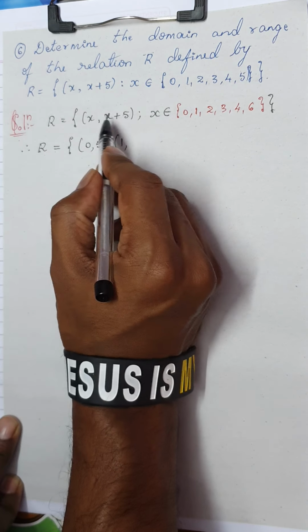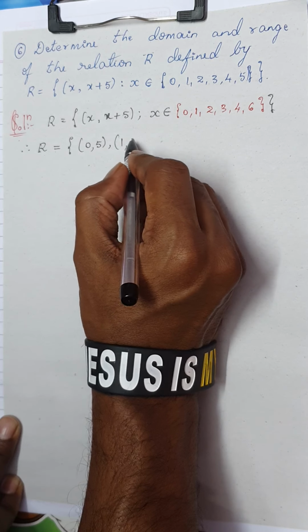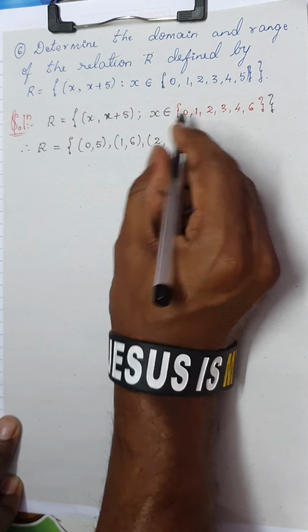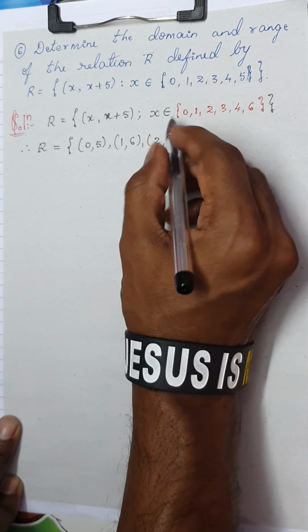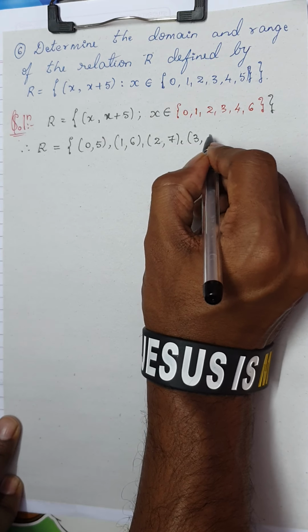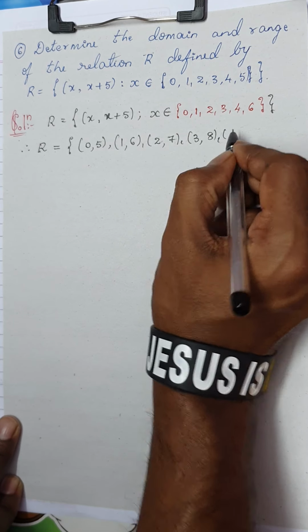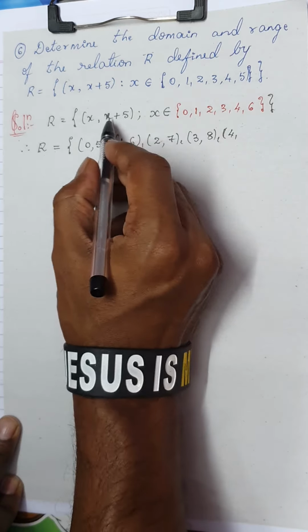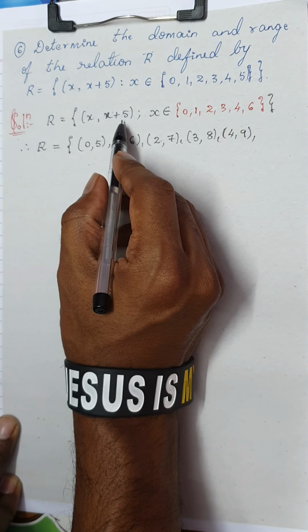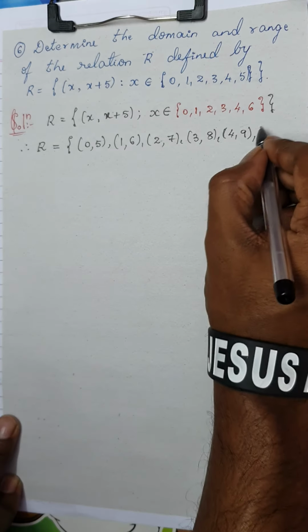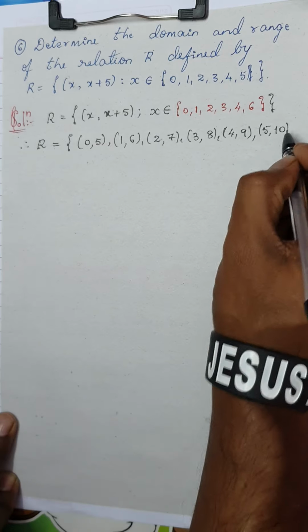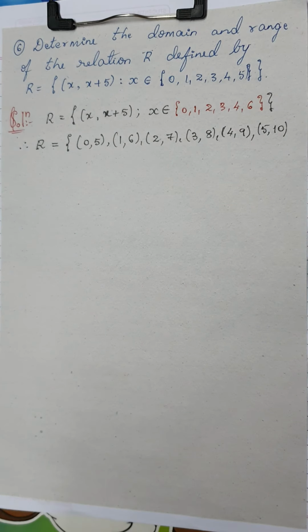Now going on to the next one. If I put x is equal to 1, then this would be 1 plus 5, that is nothing but 6. If I put x is equal to 2, then the y element would be 2 plus 5, which is 7. If I put x is equal to 3, 5 plus 3 would be 8. If I put x is equal to 4, 4 plus 5 would be 9. If I put x is equal to 5, y would be 5 plus 5, that is equal to 10.